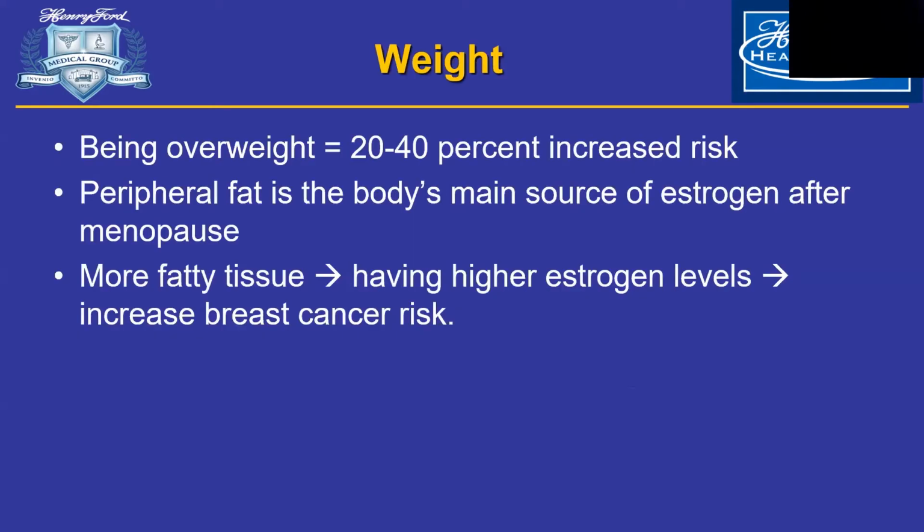Weight is number 1. Being overweight is associated with an increased risk of breast cancer, especially for women after menopause. There's somewhere between a 20 to 40% increased risk. Fatty tissue is the body's main source of estrogen after menopause, when the ovaries stop making estrogen. Having more fatty tissue means that you have higher estrogen levels, which can increase your breast cancer risk.